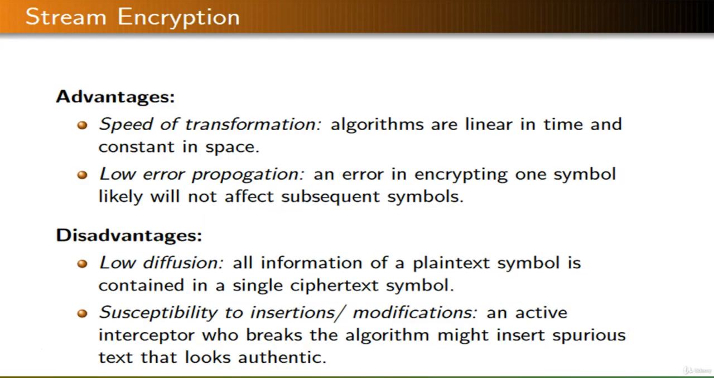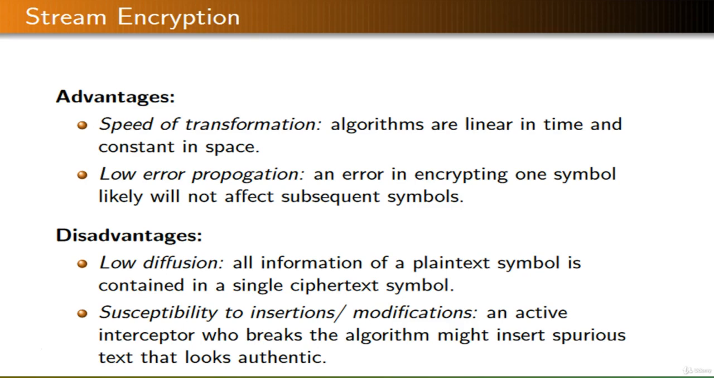Let's consider the advantages and disadvantages of stream ciphers. One of the advantages is the speed of transformation. Algorithms are linear in time and constant in space. Another advantage is the fact that it has low error propagation. An error in encrypting one symbol likely will not affect subsequent symbols.